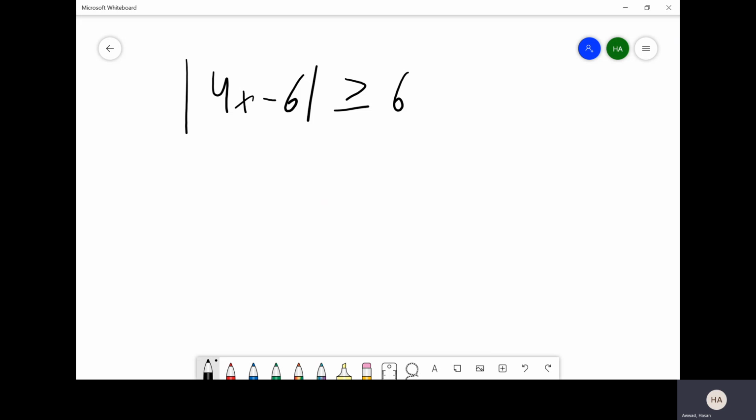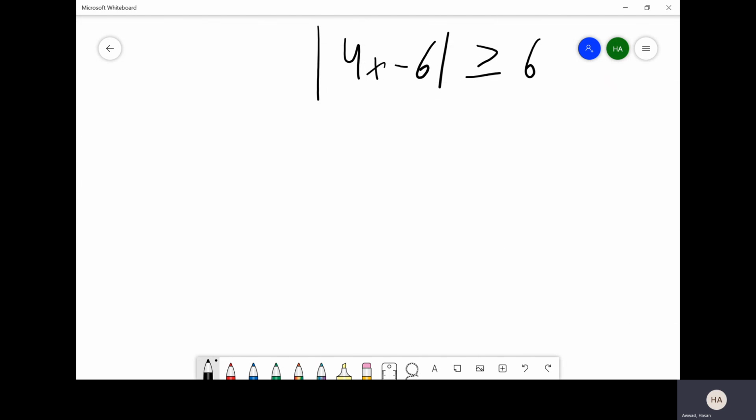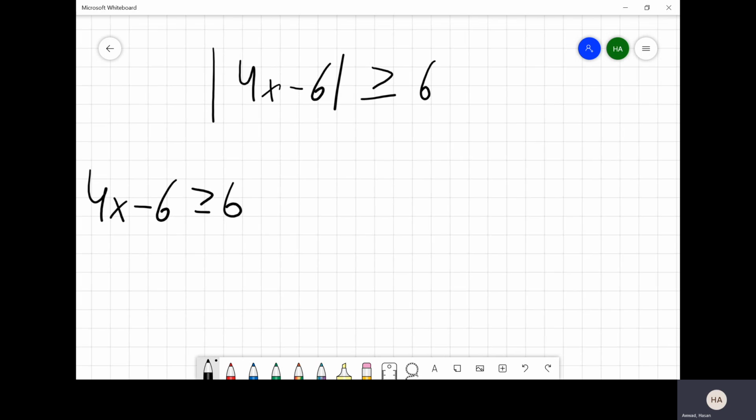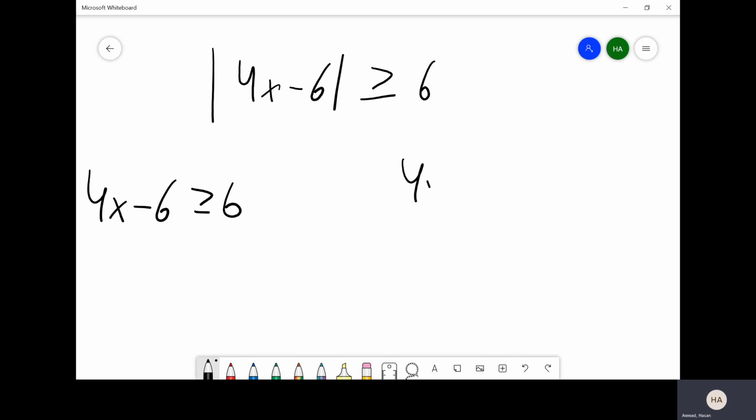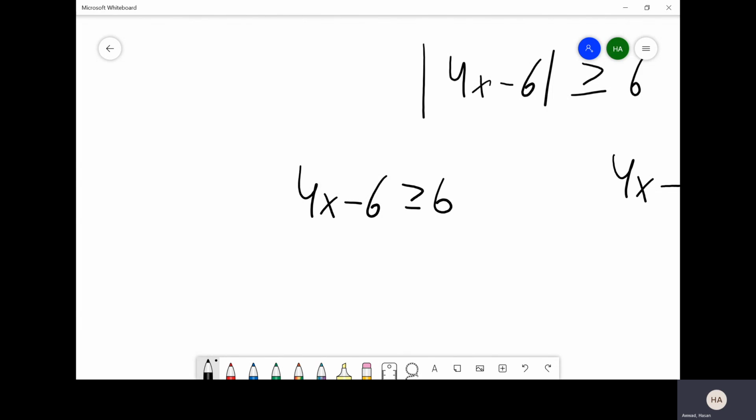So you go through the same process. What's your process? Well, your first case is just drop the absolute values. So your first case is 4x minus 6 is greater than or equal to 6. And your second case, which I'm going to write over here, is you still bring down 4x minus 6 with no absolute value, but now you flip the sign and you negate the number. So 4x minus 6 is less than or equal to negative 6. Okay, so let's solve this one first.